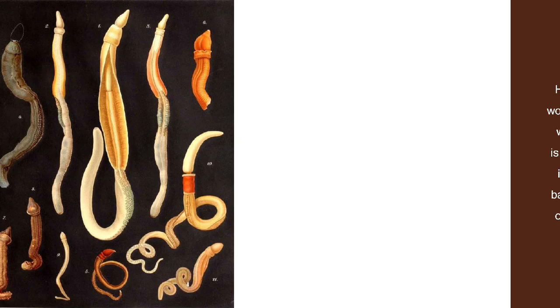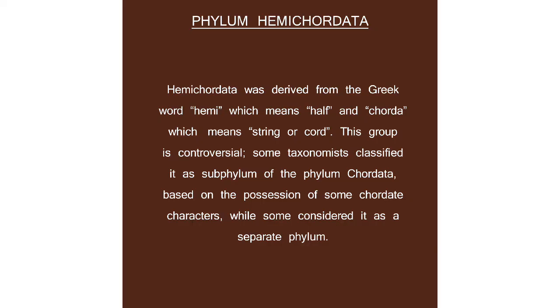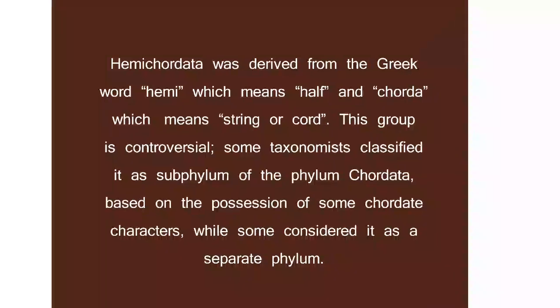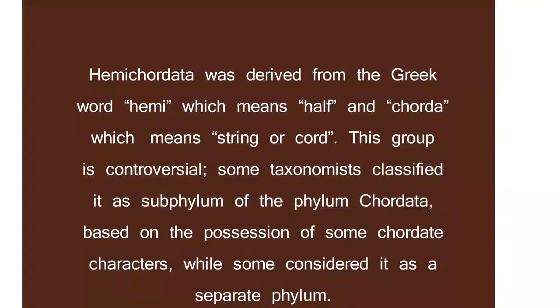Hemichordate is gotten from the Greek words hemi and chorda, which mean half and string. So we can say they are a group of animals that share half of the characteristics of a chordate. This group is controversial, and some taxonomists classify it as a subphylum under the phylum Chordata, while some consider it a separate phylum. Now, why are they considered a subphylum under Chordata, and why are they classified as a separate phylum? That is what we are going to be talking about next.